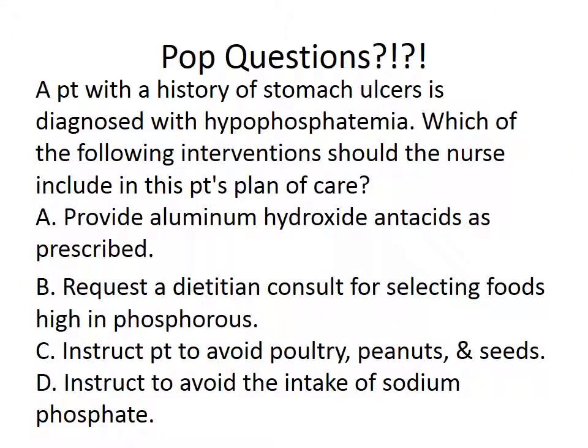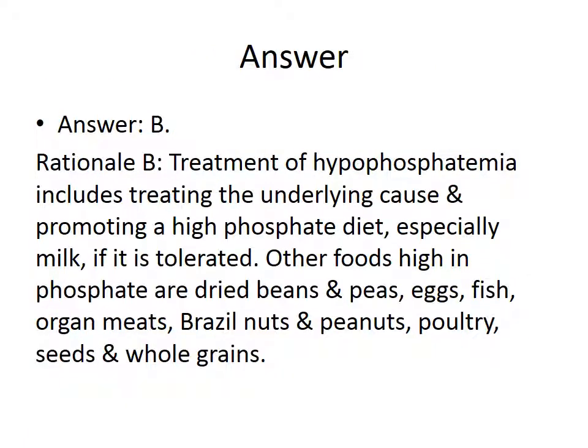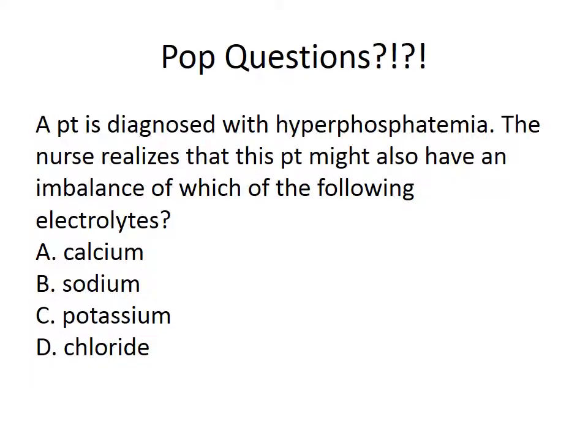A patient with a history of stomach ulcers is diagnosed with hypophosphatemia. Which of the following interventions should the nurse include in this patient's plan of care? Treatment of low phosphorus levels includes treating the underlying cause and promoting a high phosphate diet, especially milk if it is tolerated. Other foods high in phosphate are dried beans and peas, eggs, fish, organ meats, Brazil nuts and peanuts, poultry, seeds, and whole grains.